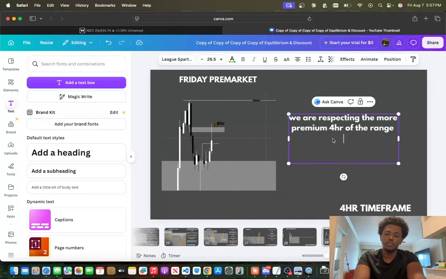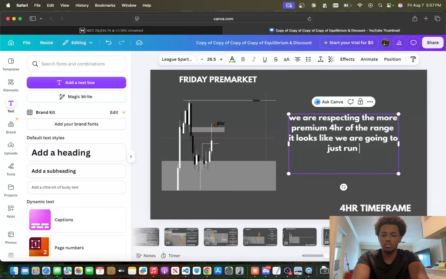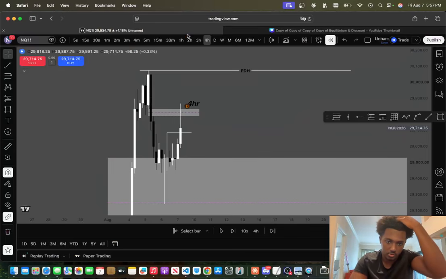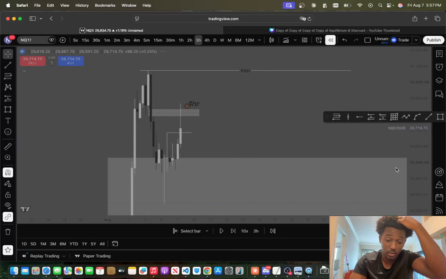But it looks like we are going to just run up to previous day high. We're just running up to previous day high. That's what it looks like.